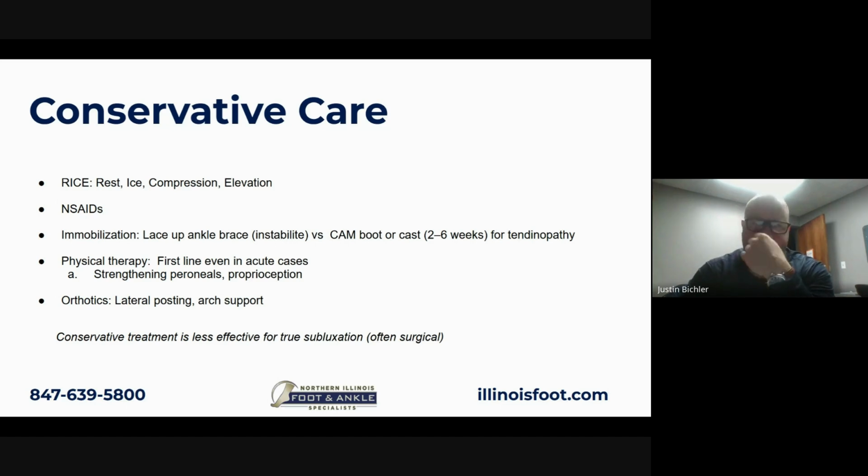I love physical therapy for any lateral ankle pathology. Because a lot of times that's just what people need. They need to be pushed. They need to be shown how to do things, but they need to work through some of these things more aggressively than sitting around in a boot or a lace-up ankle brace.